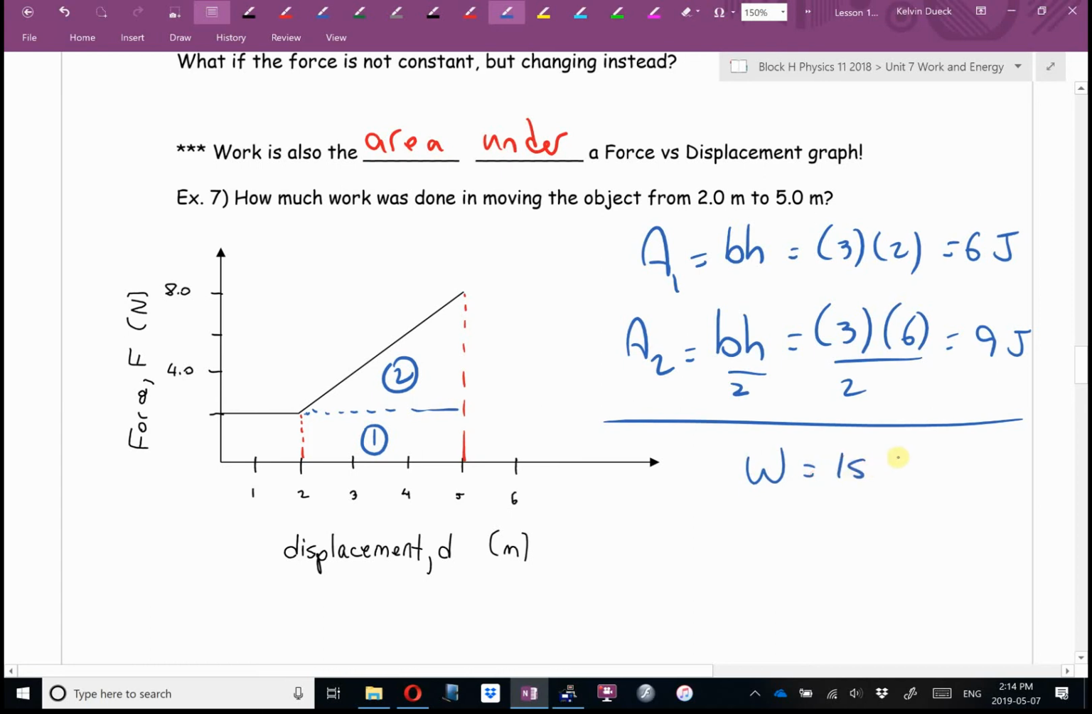Now think about what we just did. We were able to figure out how much work to move this object. We don't even know the object's mass, but I can tell you how much work it took. That's not bad. If I know the object's mass, I can even tell you how fast it's traveling, and that'll be a couple lessons from now. If I know how much work was done, that's some very useful information, whether I get it through force times distance or whether I get it through the area underneath the force versus distance graph.